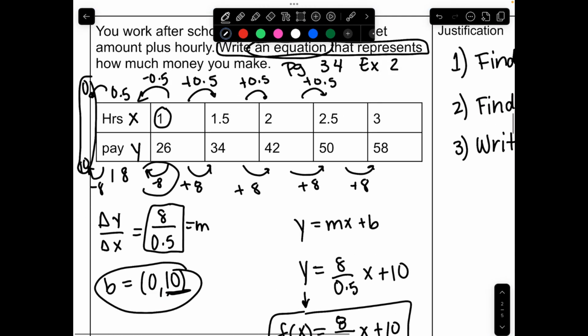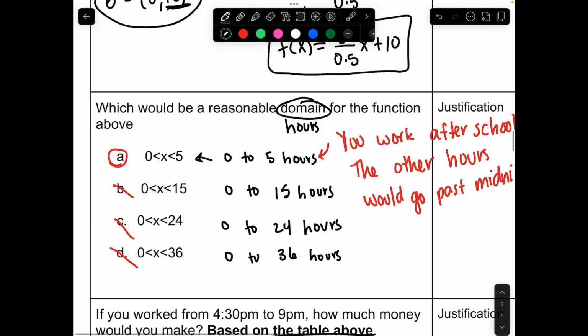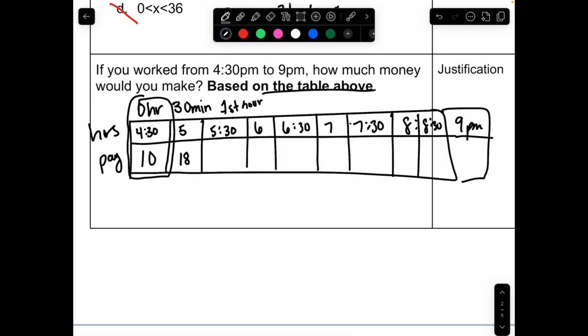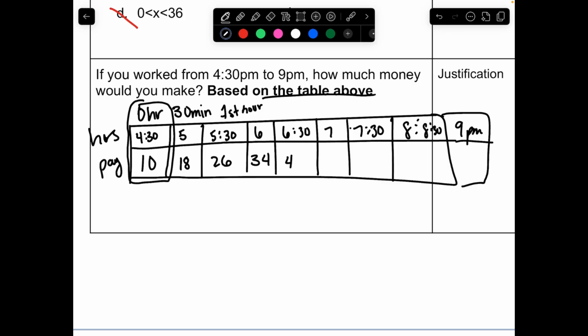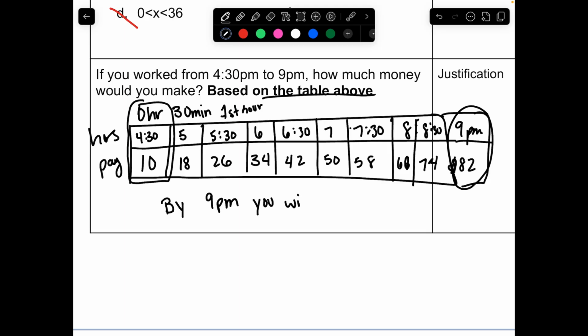And then our difference was 8 each time, right? So we're going by 8 each time. So it's going to be 18, 26, 34, 42, 50, 58, 66, 74, and then 82. So by 9 p.m., you will earn $82.